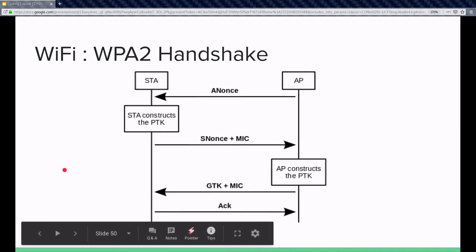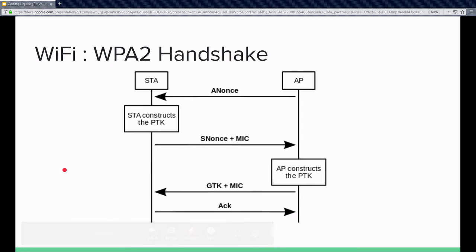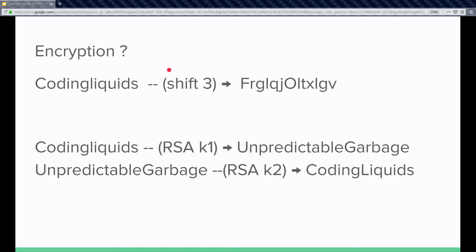So let's see how a WPA2 connection establishes itself. Before getting any connection, as you might guess, the access point and the station, that is, the access point which is broadcasting the Wi-Fi network, and the station is the device that is connecting to the Wi-Fi network, both should know the key, right? Here, if I am sending you this weird text FRGL, you should know that the key is 3 to decrypt it. So if you're the station, you should know the key.